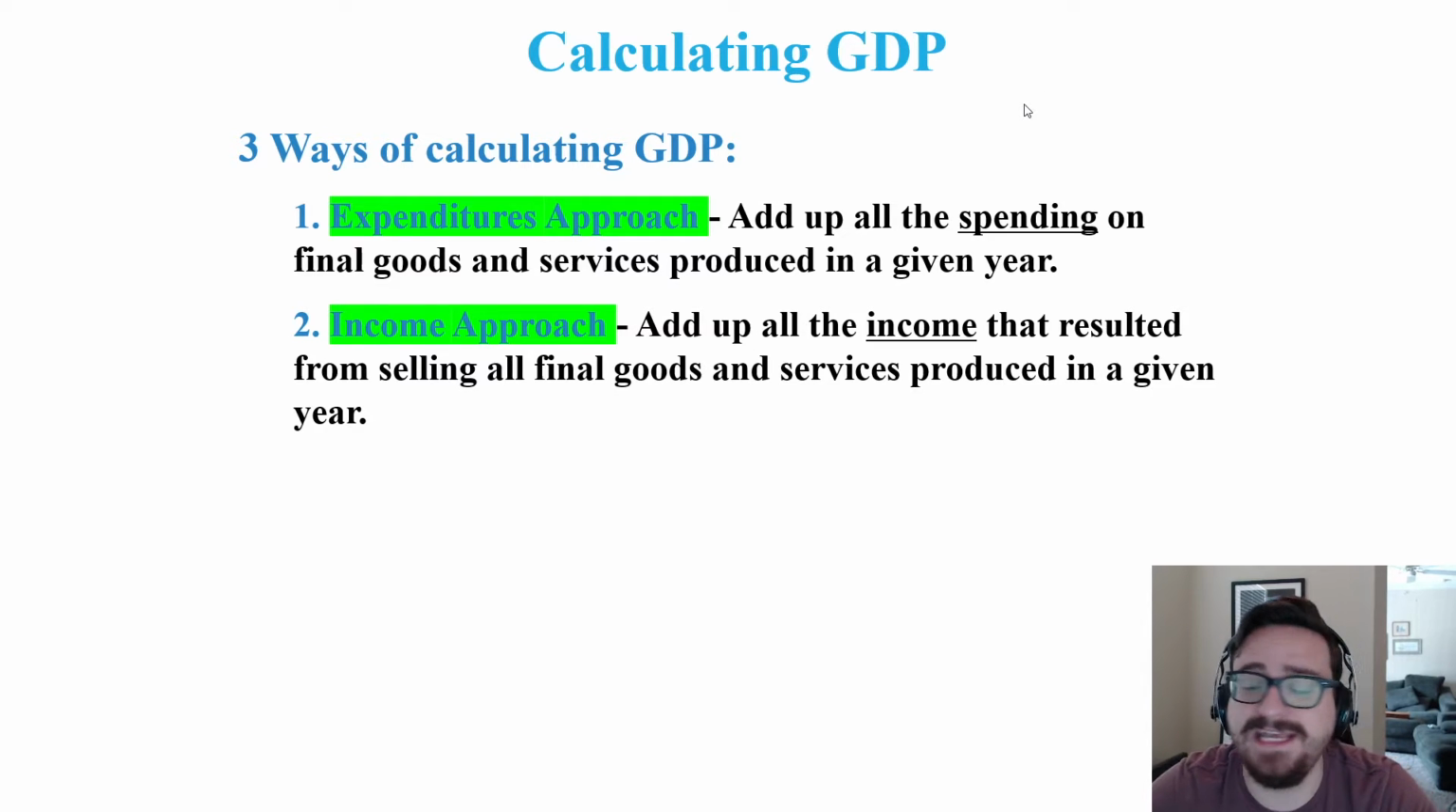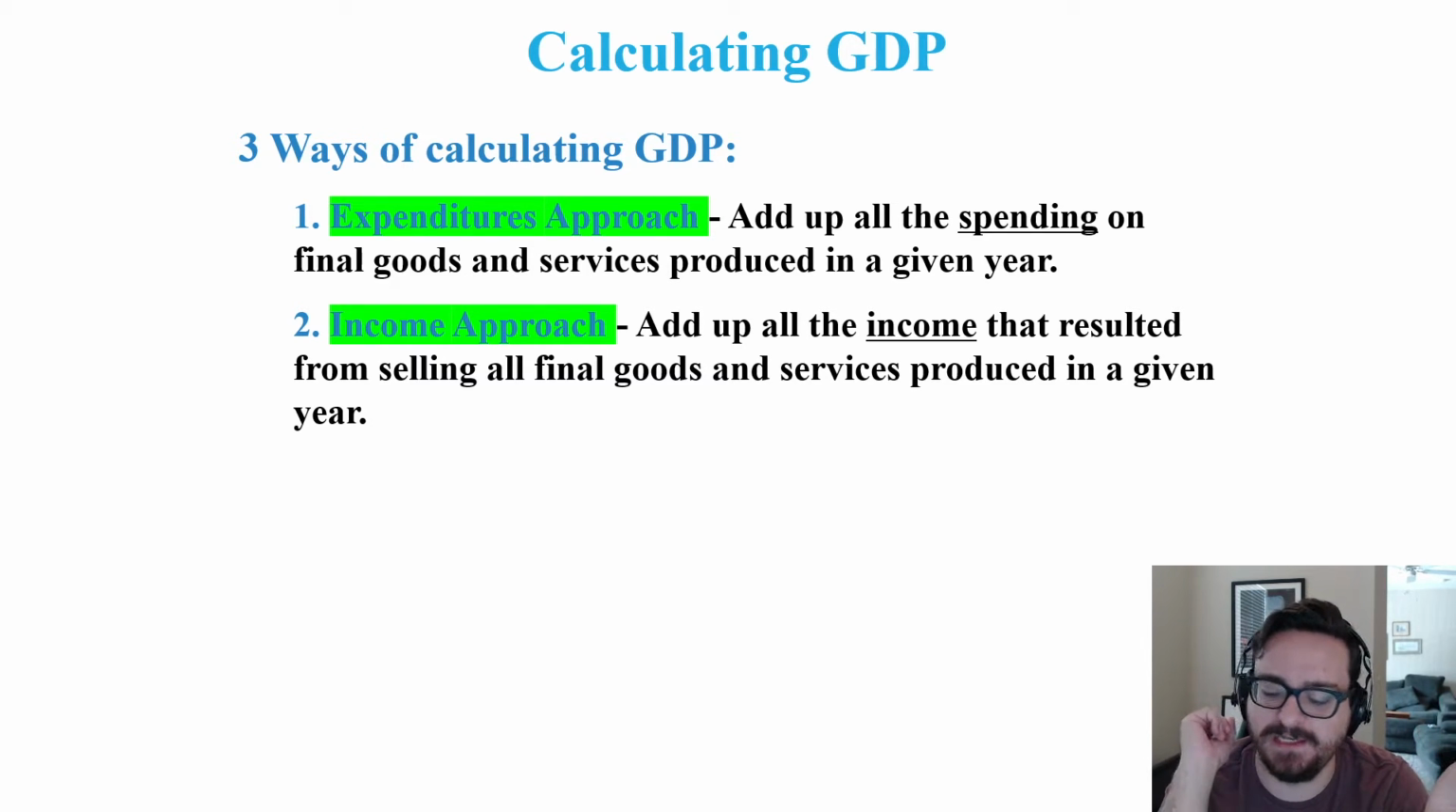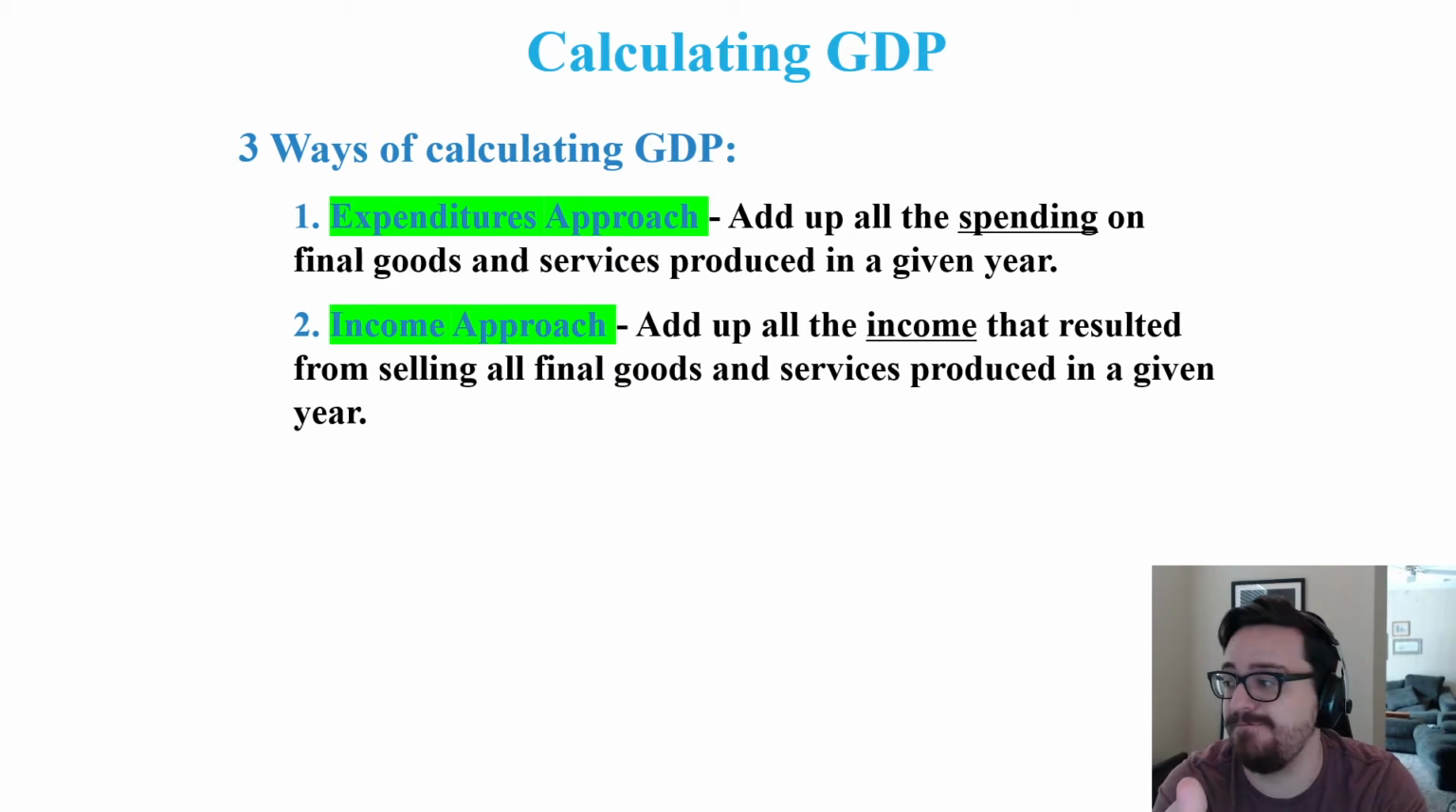The second one is the income approach, which is kind of the reverse of the expenditures approach. As opposed to adding up all the spending, you add up all the income off of the sale of final goods and services, which should be the exact same number, right? Every dollar spent is a dollar earned, so the amount of money that I spend on final goods versus the amount of money I make off the sale of final goods should be the same.